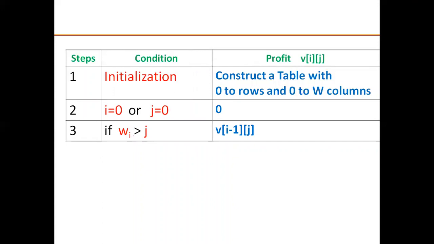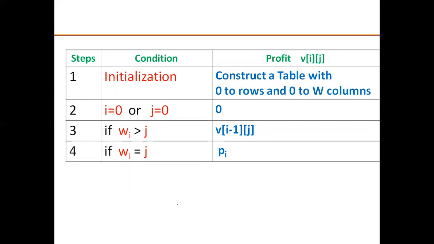Next, if weight of the object is greater than capacity, again we can't add any object into the bag, so we can't earn new profit. So my current profit will be the same as my previous profit, that is V of i minus 1, j. V of i minus 1 indicates the previous row from the same column capacity. So my current profit will be equal to the previous profit, as we are not earning any new profit here.